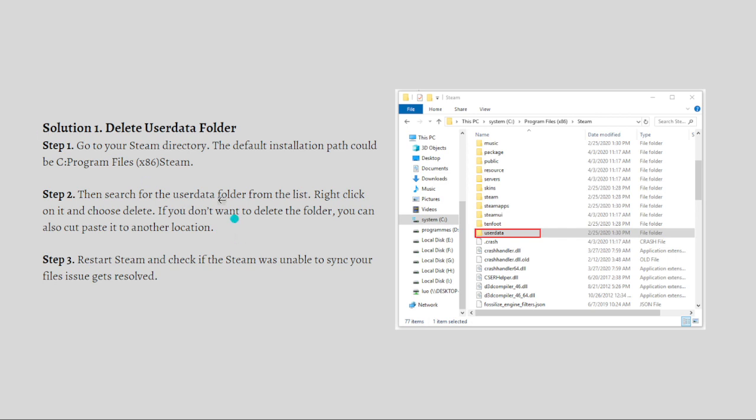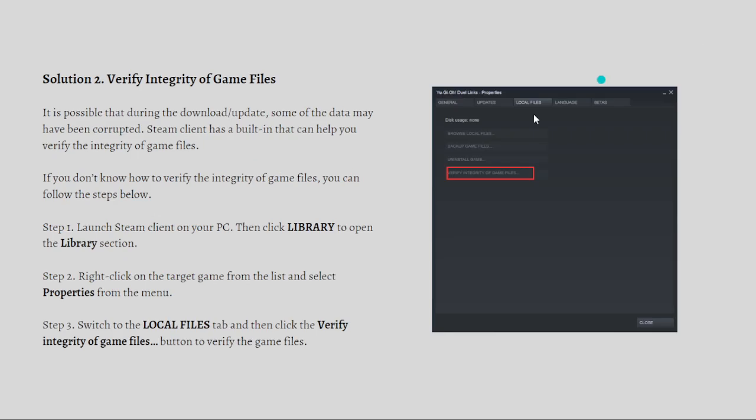You can follow the steps right here to find and delete the user data folder. First, go to your Steam directory, and the default installation path could be this one right here. You can go ahead and check, and then search for the user data folder from the list. Right click on it and choose delete. And if you don't want to delete the folder, you can also cut and paste it to another location. Lastly, restart Steam and check if the Steam was unable to sync your data files issue gets resolved.